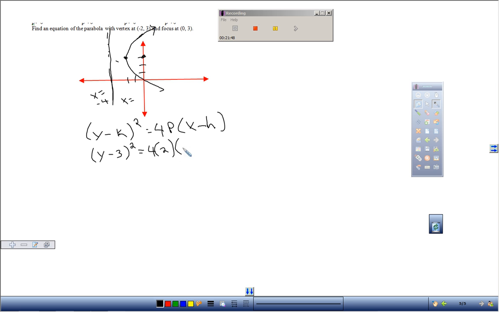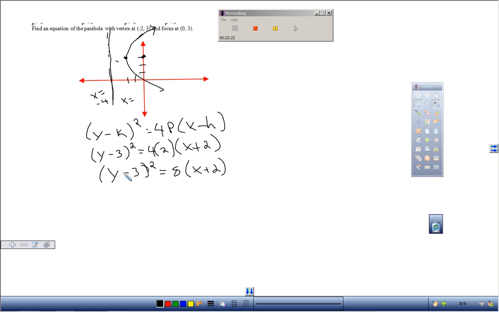And then h in this case is the x coordinate of the vertex, so it's going to be plus 2, because it's minus negative 2. Simplifying that, you get y minus 3 squared equals 8 times x plus 2. And we're done.